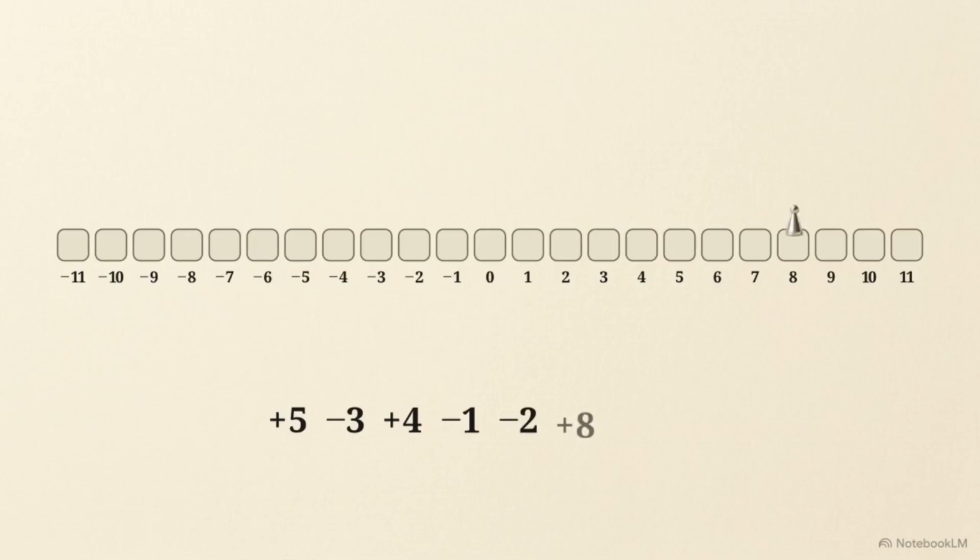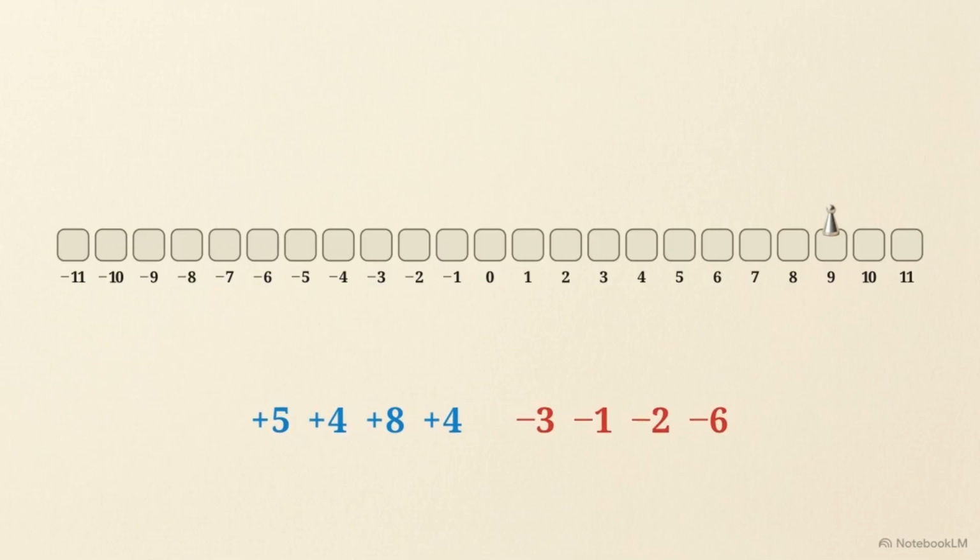We can track addition and subtraction as physical, horizontal movement. Picture a game board track with your token starting exactly on the 0 space. Let's say you draw a sequence of movement cards. Move forward 5, back 3, forward 4, back 1, back 2, forward 8, back 6, and forward 4. It looks chaotic, but each step simply shifts the token right for positive numbers or left for negative numbers.